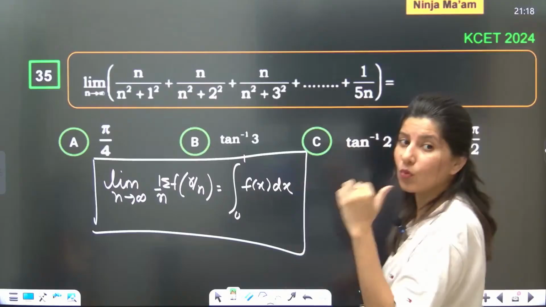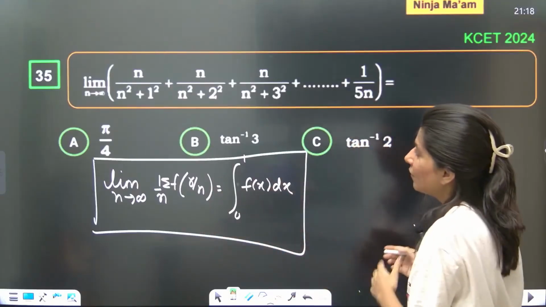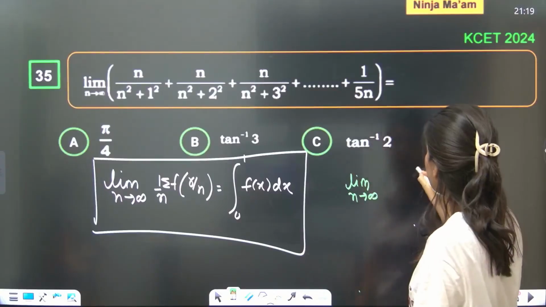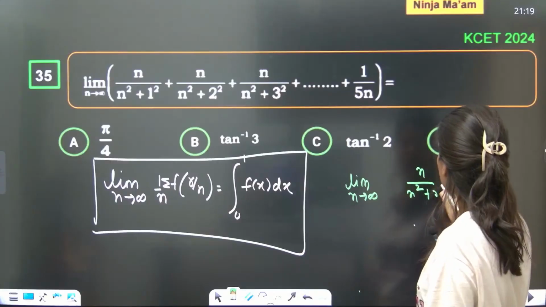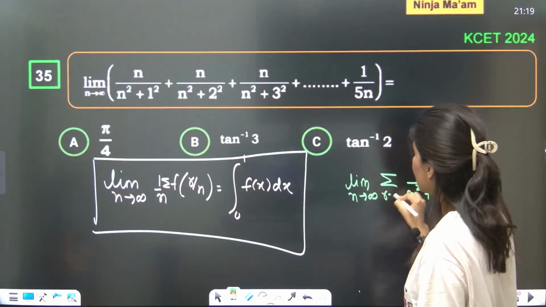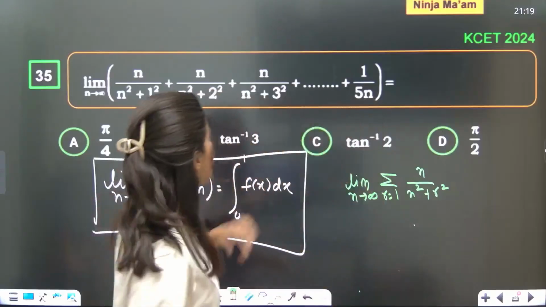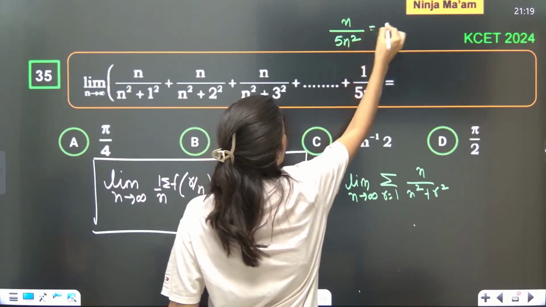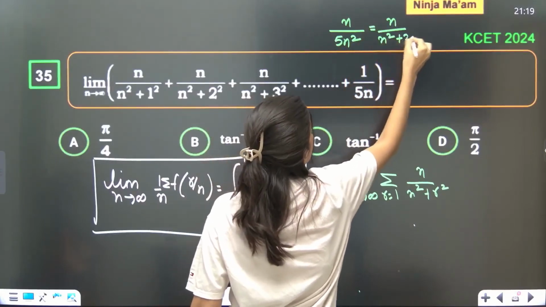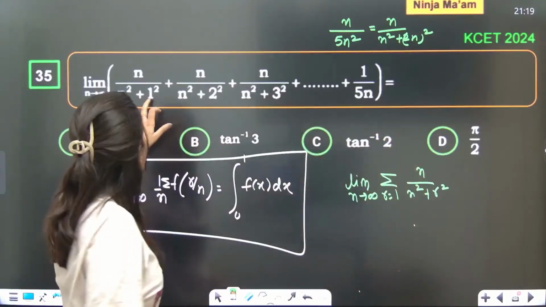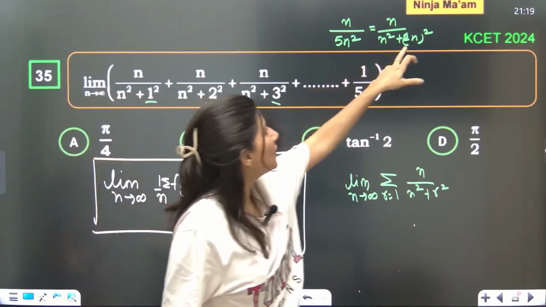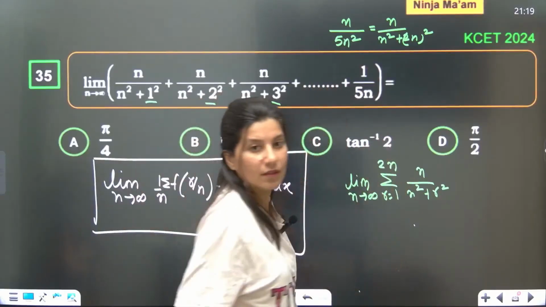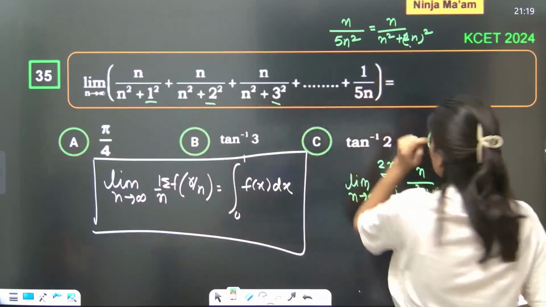So see how I convert this question into an integration question. First of all, limit n tends to infinity, n upon n square plus r square, sigma r equals 1, and what would be the last term? This is 1 upon 5n, can I write 1 upon 5n square? This is n upon n square plus 2n square. Now can you see, starting from 1 square, 2 square, 3 square, this is your last term. So it will be r equals 1 to 2n. The last value of r is 2n, correct?